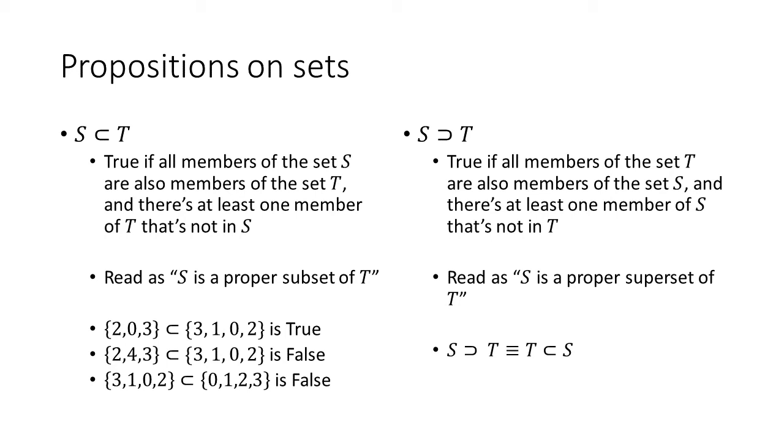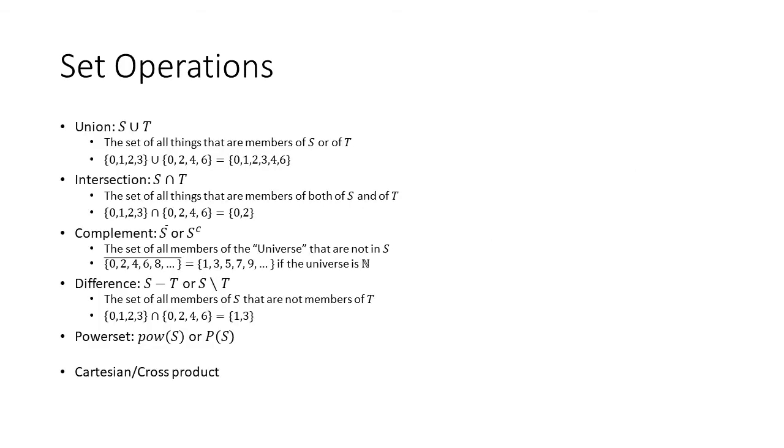203 was a subset of 3102, and it is also a proper subset of 3102, since 1 appears on the right, but it does not appear on the left. 243 was not a subset of 3102, so it is also not a proper subset, and 3102 is not a proper subset of 0123, since both sets have the same elements. There's nothing on the right that did not appear on the left.